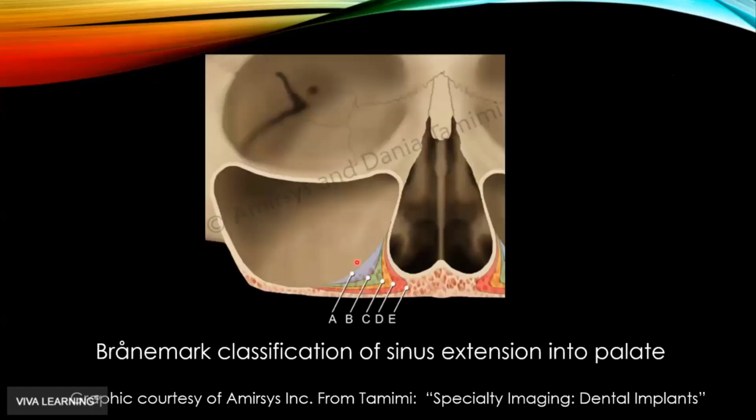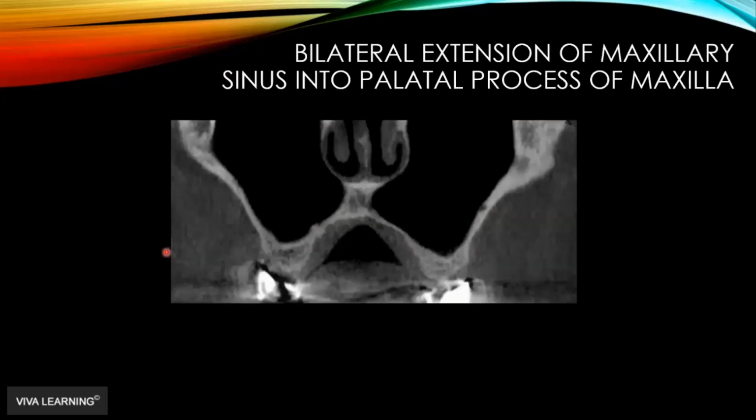And Branemark had a classification of this sinus extension into the palate. It goes from A to E. And again, this is courtesy of my friend Dr. Tamimi from one of the Amesis books here. So if we look at this particular case, we'll see this was probably a Branemark E classification. It extends all the way underneath the nose. It's like the nose is sitting on a little stalk here.